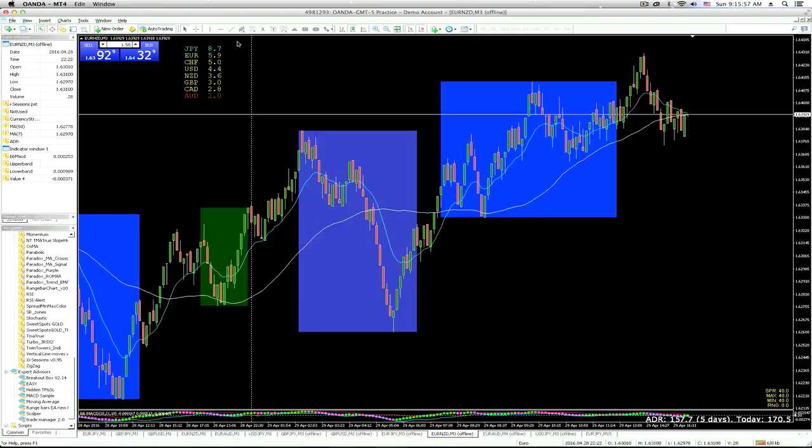Hi traders, back again, and this would be the range bar trading 123s and how I would go about it.